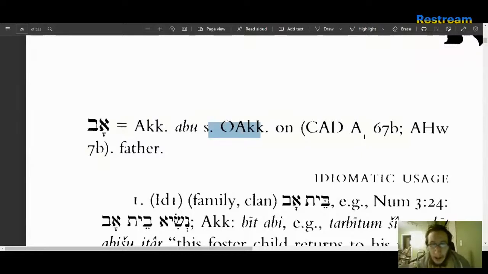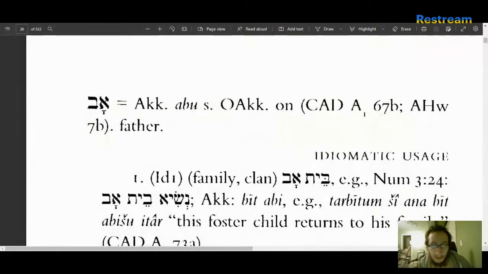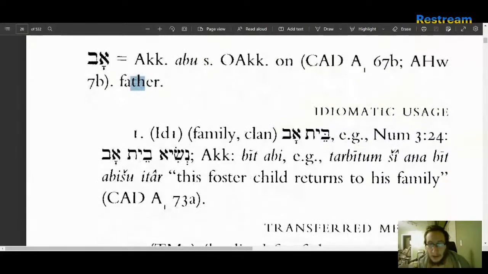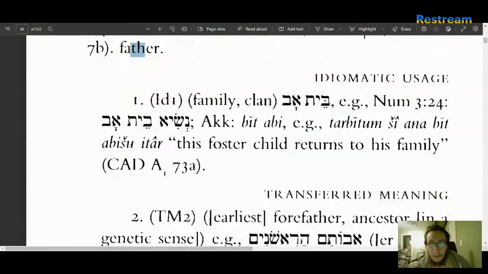And Old Akkadian onward. So it is a very ancient Akkadian word. It occurs in the oldest form of Akkadian that we know of. Okay, and it can mean father. So it's the same basic sense. So we have here bayit or bit av. It means house father.